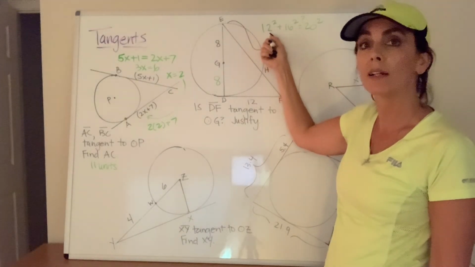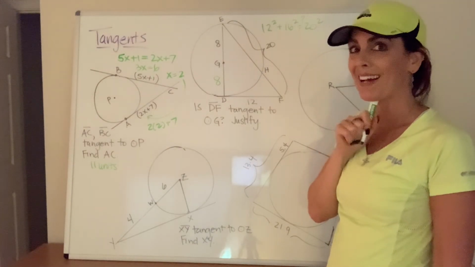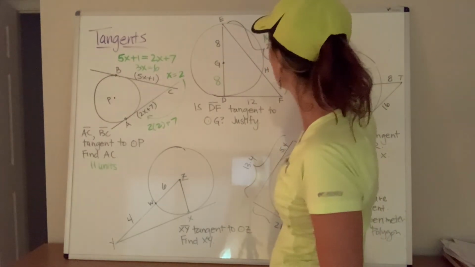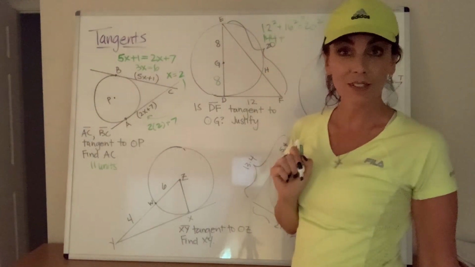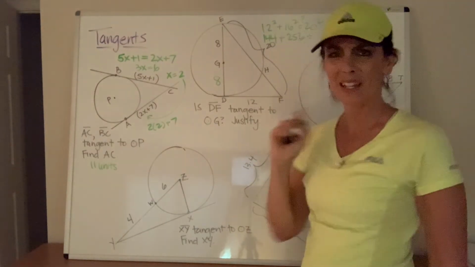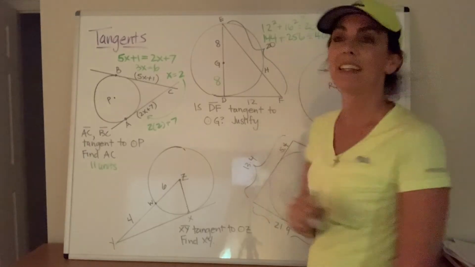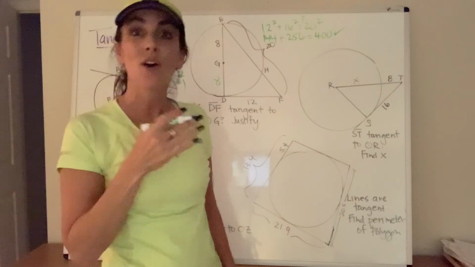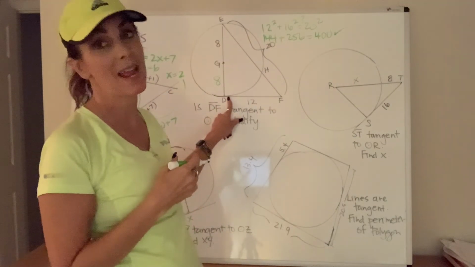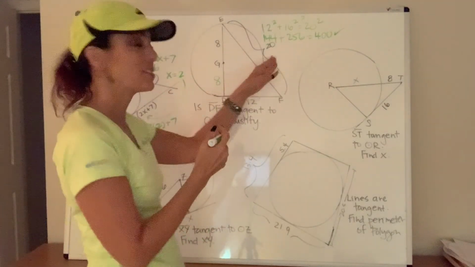Is 12 squared plus 16 squared equal to 20 squared? I don't know, let's find out. 12 squared is 144. 16 squared is 256. Is that equal to 20 squared? 20 times 20, I think that's 400. And indeed, that's true. Okay, so what that means is the Pythagorean theorem holds, which means this must be a right angle, and that means that this is tangent, and that would be your justification.